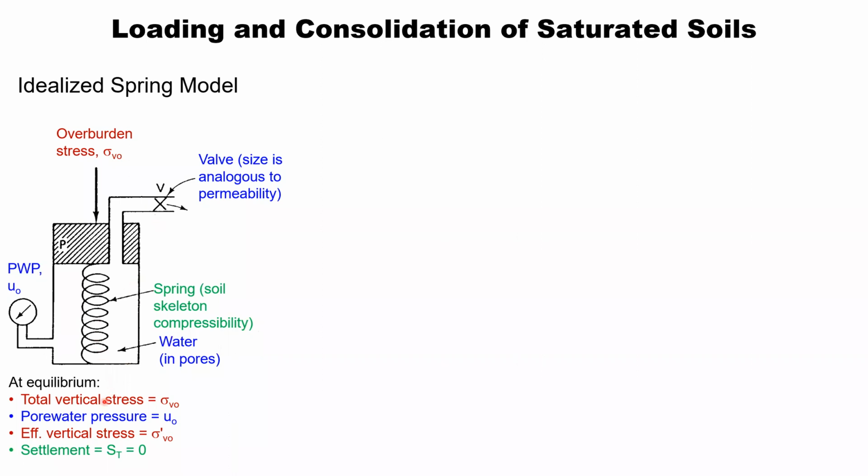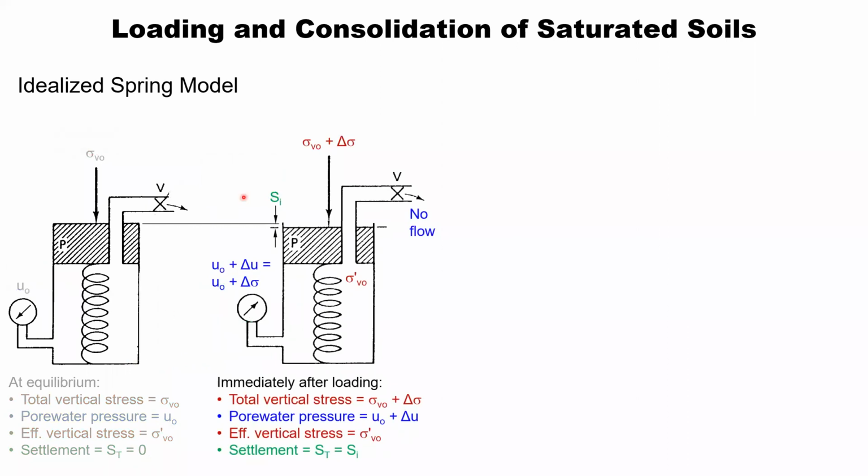So here, in this analogy, we're going to start with an initial total vertical stress, sigma V0. We're going to start with an initial pore water pressure, U0. We're going to start with an initial effective vertical stress of sigma prime V0, and the ground has not settled yet. Now we add some additional stress. Once again, this could be additional placement of tailings on top of existing tailings. So we've increased our total stress by an amount equal to the change in stress, that is, for example, the height of a new lift of soil times its unit weight.